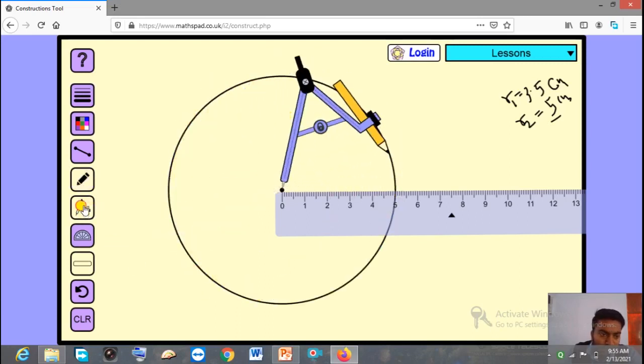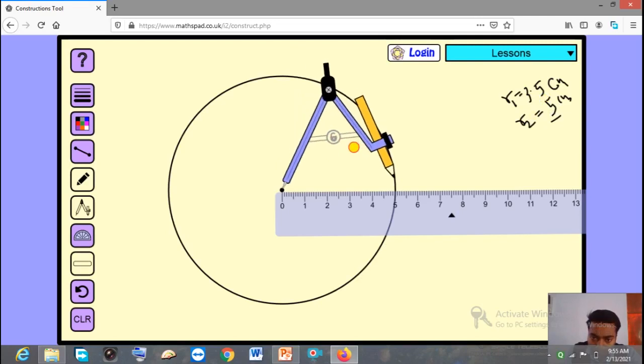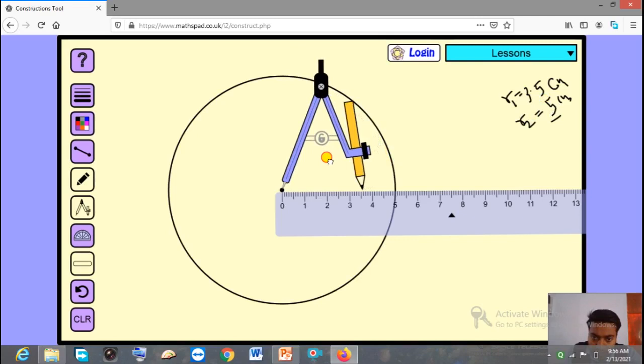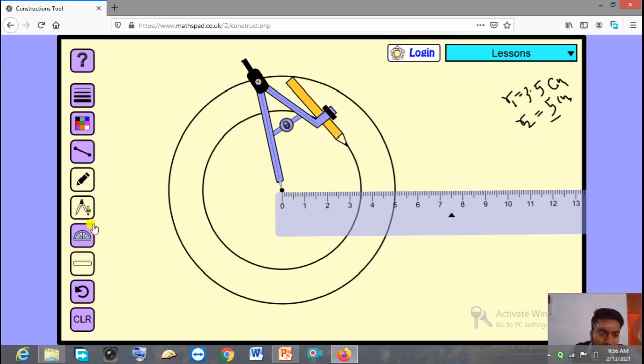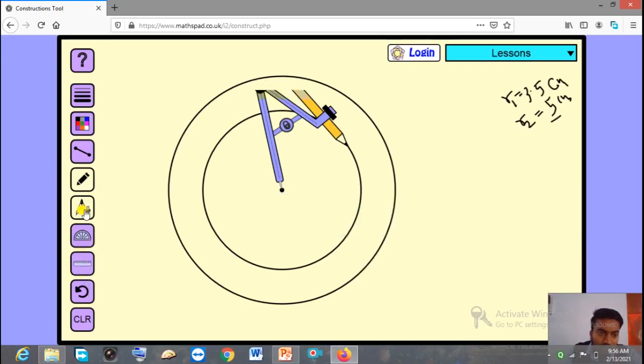Okay, understood? Now we have to draw one more circle using the same center point, and the length of the radius is 3.5 centimeter. So now stretch or measure 3.5 centimeter. Now you can see this is 3.5 centimeter. Now draw the circle. So these are the concentric circles. The radius of this circle is 3.5 and the radius of this circle is 5 centimeter.